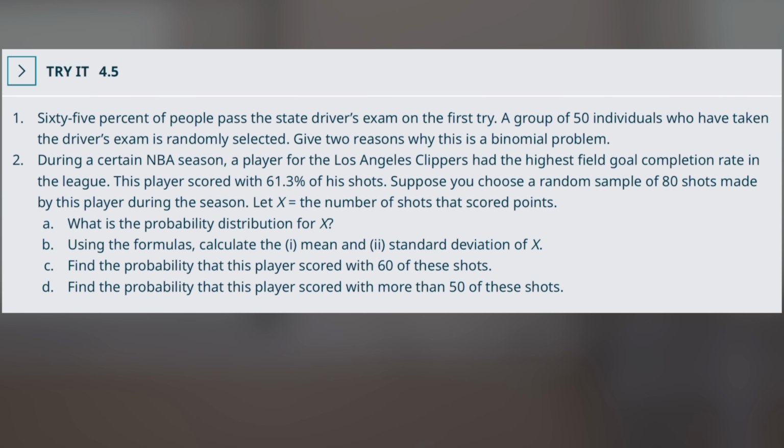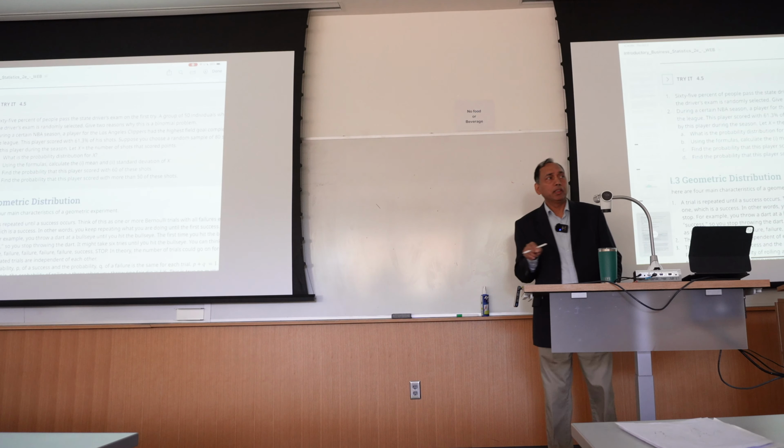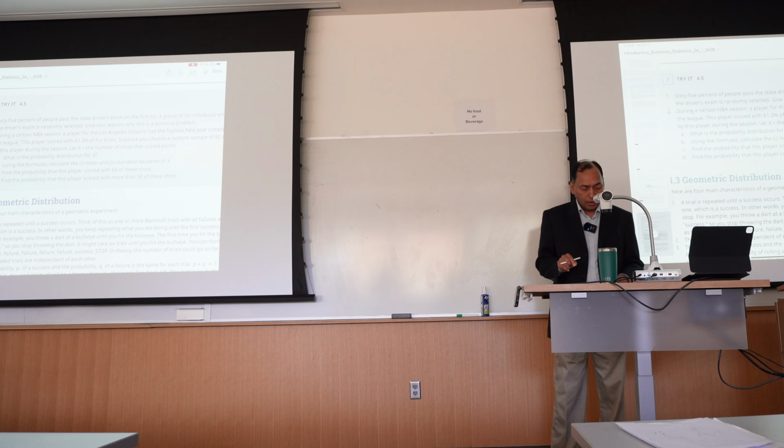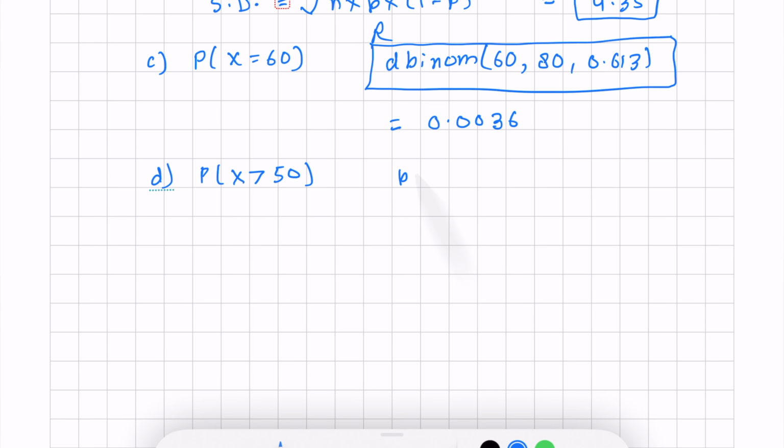So D, probability that the player scored with more than 50. X is more than 50, so it's a cumulative calculation, not exactly. So it's not exactly at a single point. So it will be P binom, then 50, 80, 0.613, but you have to add.